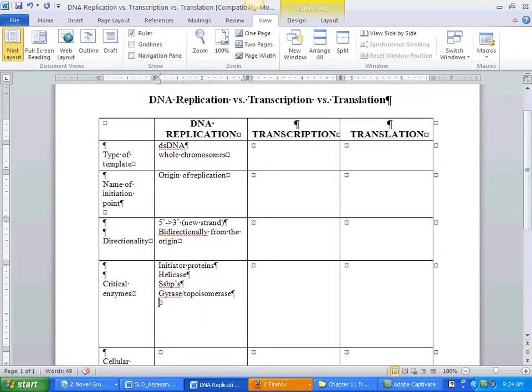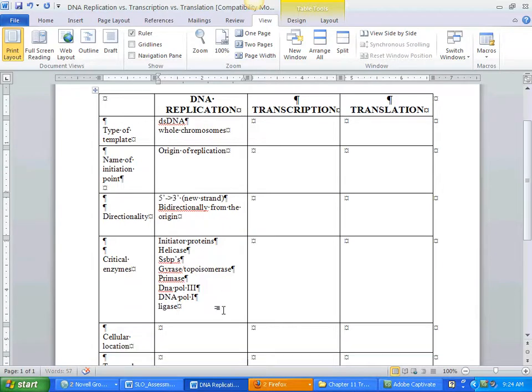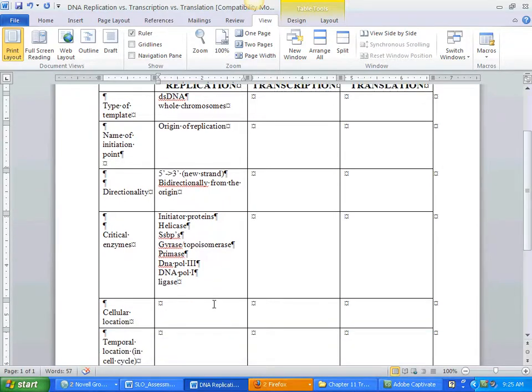And then when you get into the actual synthesis of the new strand, you have primase, which builds the primer. Then you have DNA polymerase 3. That's the one that does the main part of the synthesis. Then you have DNA polymerase 1, and that's the one that removes the primers and replaces them with DNA nucleotides. And then you have the ligase. So you have this laundry list of enzymes that are needed in DNA replication.